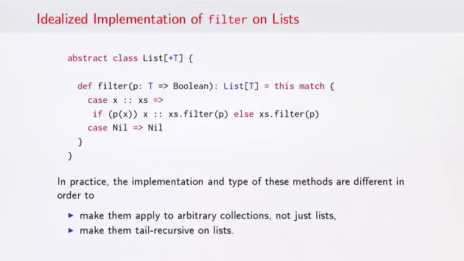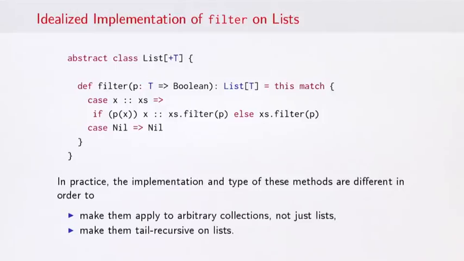In practice, the types and the implementations of these methods are quite different in the Scala collection library, and that's for two reasons. The first one is that in the Scala collection library, map, filter, and flatMap are not just defined for lists, they are defined for arbitrary collections and iterables, and that means that their types need to be more general than what you see here.